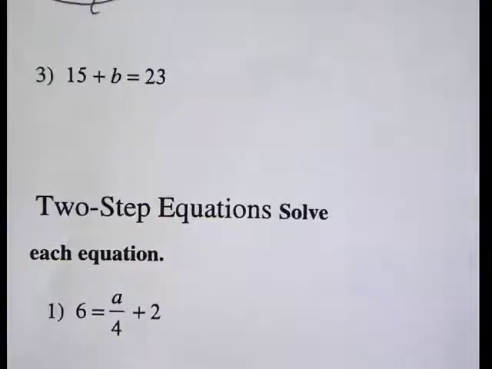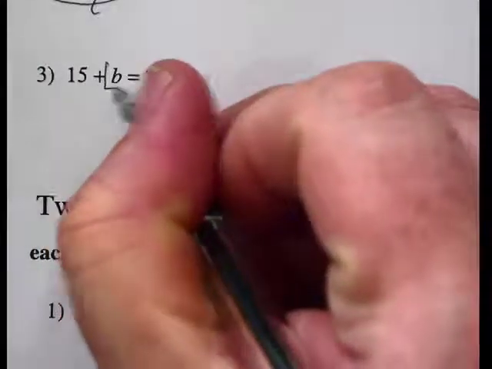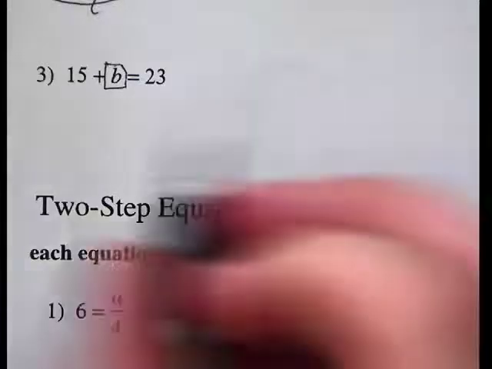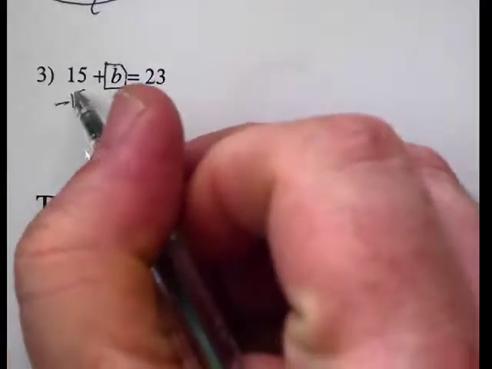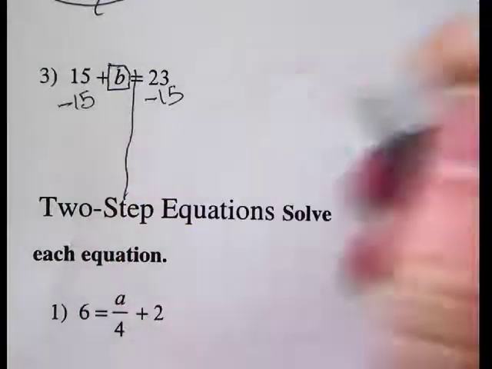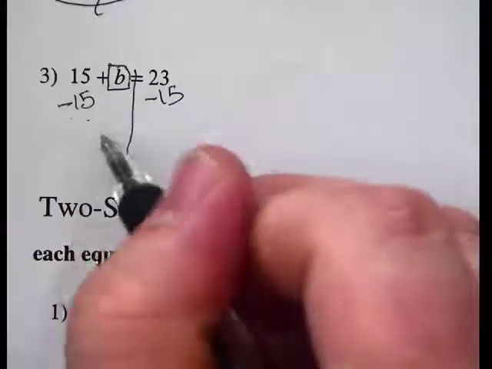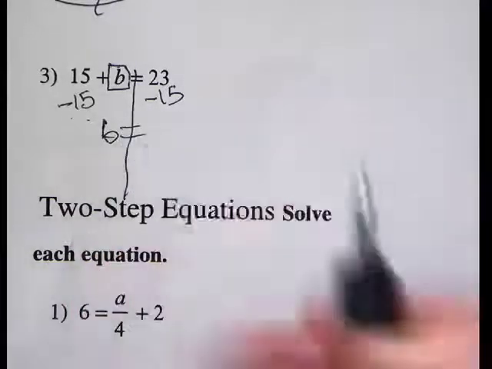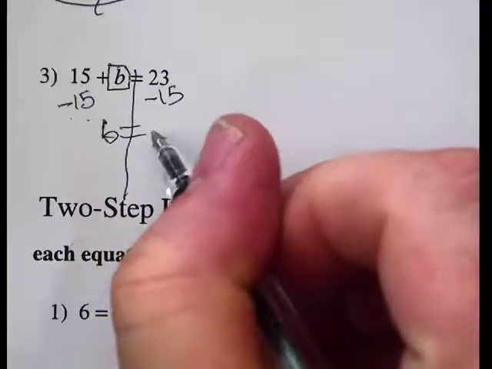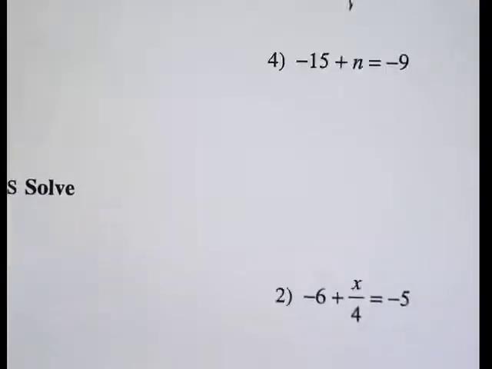Okay. Number 3, 15 plus b equals 23. Again, we got the b right here. We have to get it all by itself. So we're going to take away anything that's around it. But like a scale, we got to make sure it stays balanced on both sides. So 15 minus 15 is 0. 0 plus b is b. 23 minus 15 is 8. Okay, so b is 8. Remember to circle your answers when you're done.